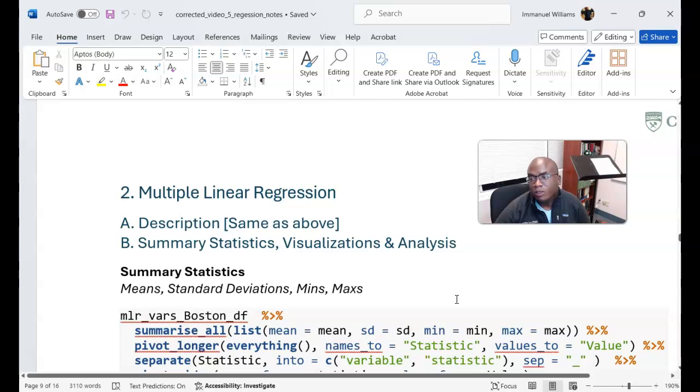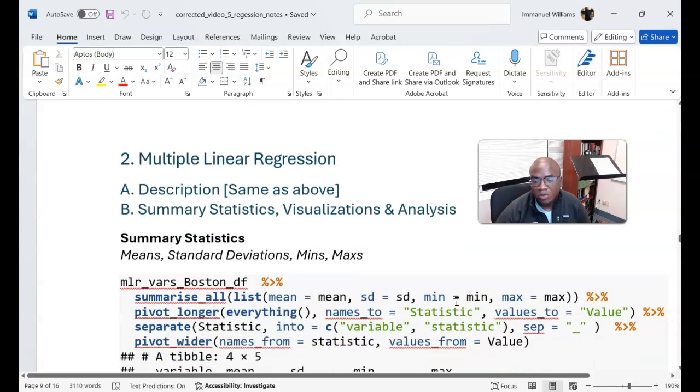With multiple linear regression, the only thing different from simple linear regression is that you have multiple explanatory variables. And in this first interaction, we're only going to deal with the situation where all of our explanatory variables are quantitative.